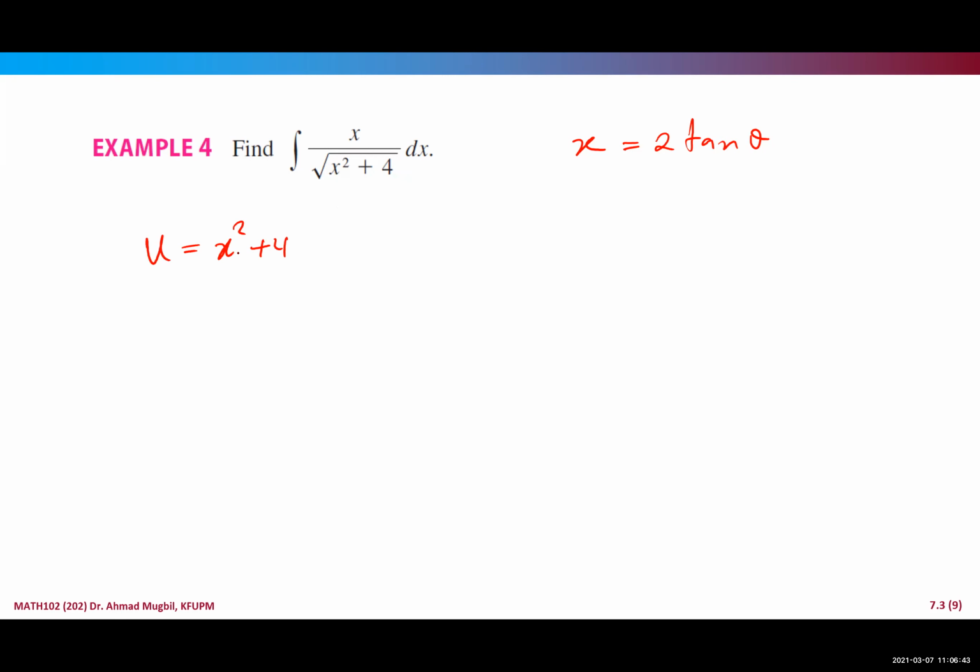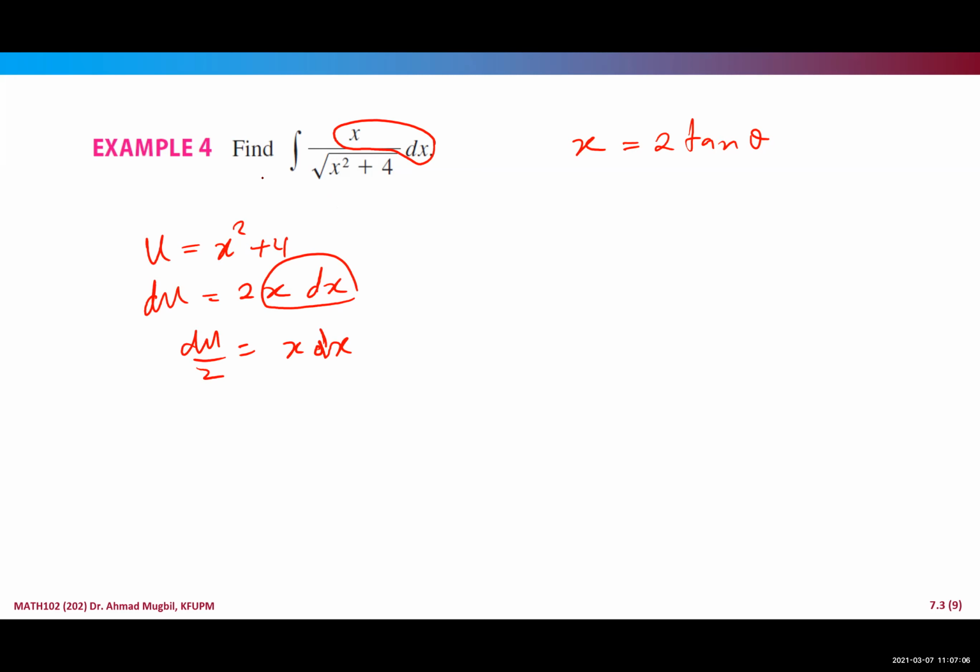So this is u, ya shabab, and it will be easier, by the way. Why is it easier? Because what will du be? Du will be 2x dx. So we have x dx here. Now the x dx will be just du over 2. So it is easier to use the direct substitution, the U substitution.